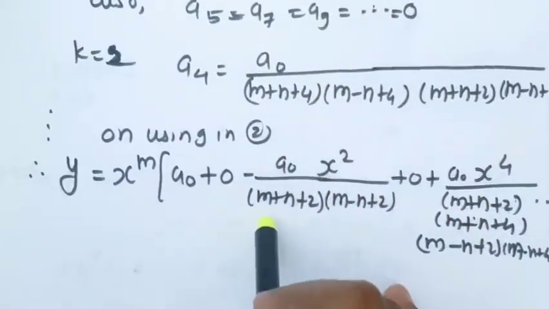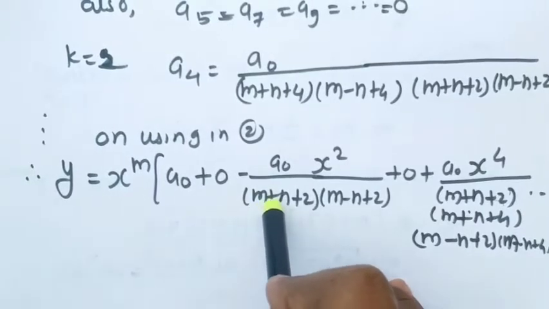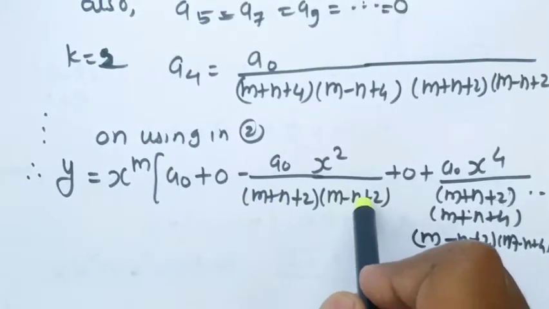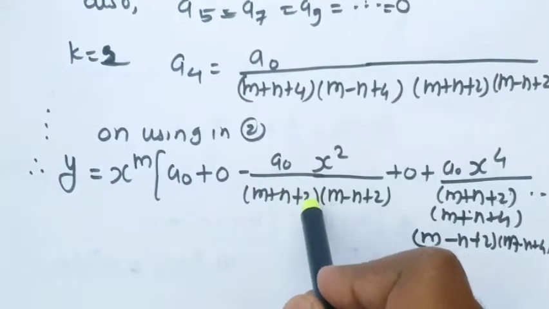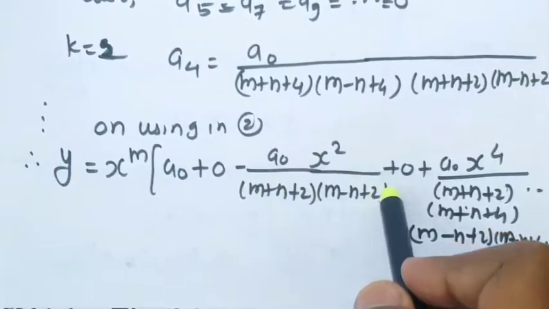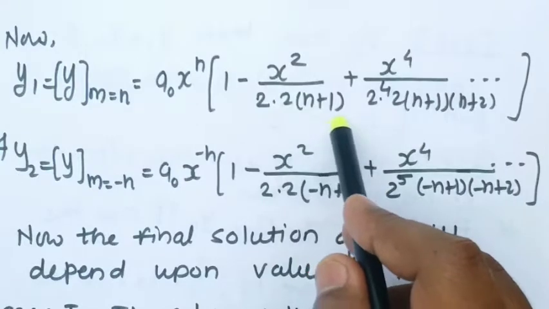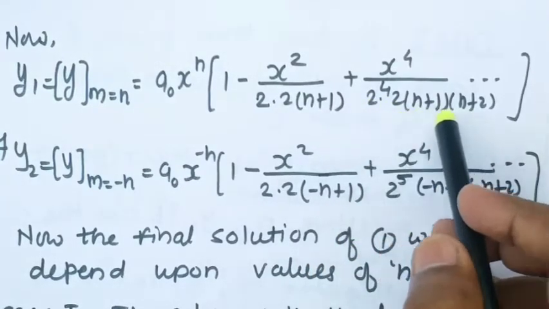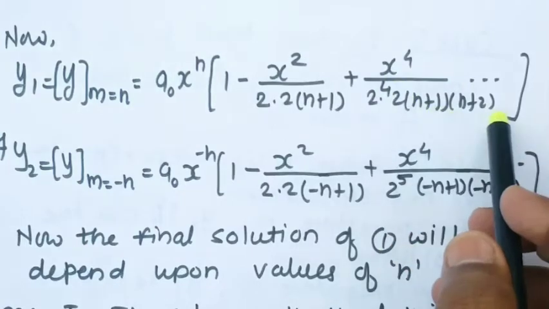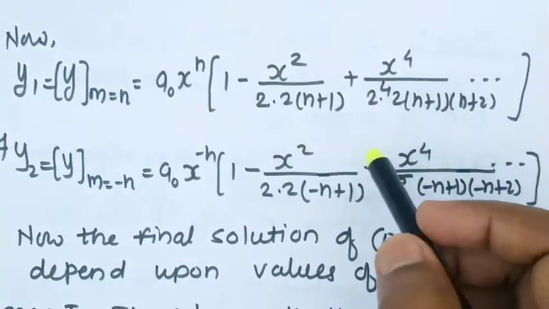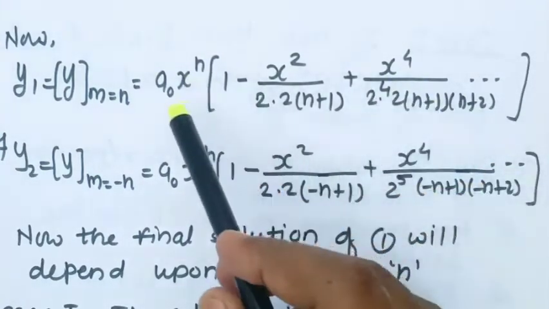I have put here m equal to n, so it will become 2n plus 2, and this term n will get cancelled, it will be 2. So here we'll have 2n plus 2, 2 can be taken common, 2 into this 2 will become 2 square into n plus 1. Likewise, in the next term we'll have 2 raised to 5, 2 raised to 4 into 2, that is 2 raised to 5 into n plus 1 into n plus 2. You can check this calculation on your own also.